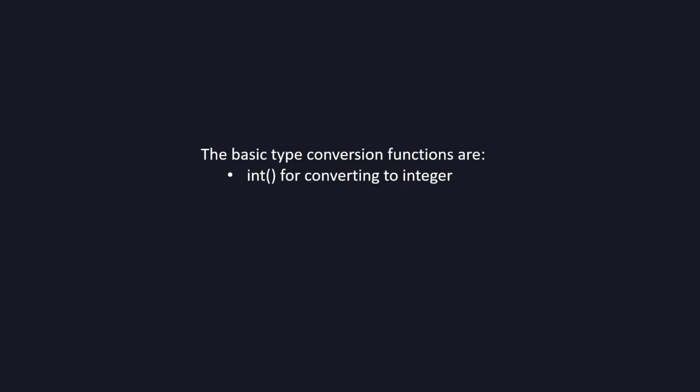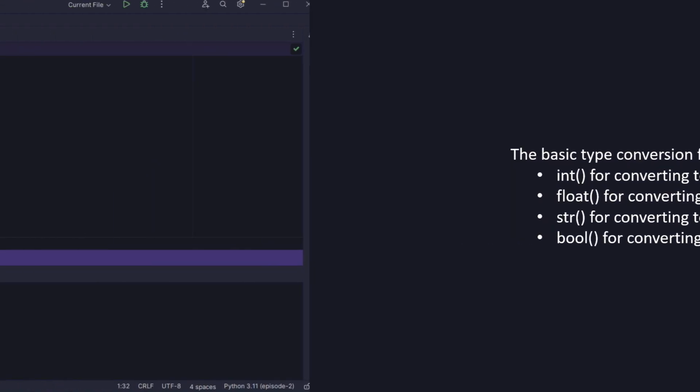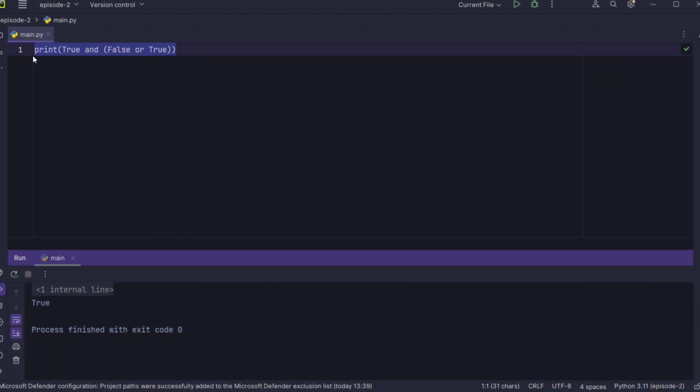We can use type conversion functions to change the data type of a value or variable. The basic type conversion functions are int for converting to integer, float for converting to float, str for converting to string, and bool for converting to boolean. Let's see an example of type conversion functions.